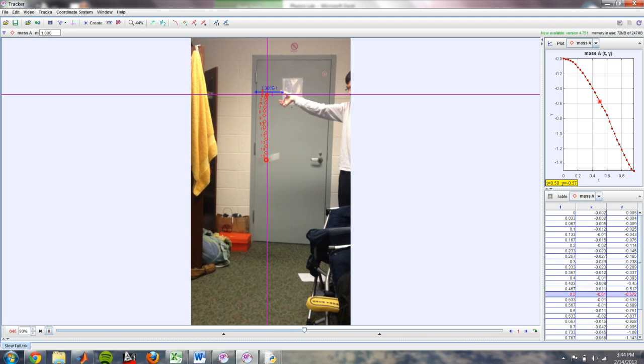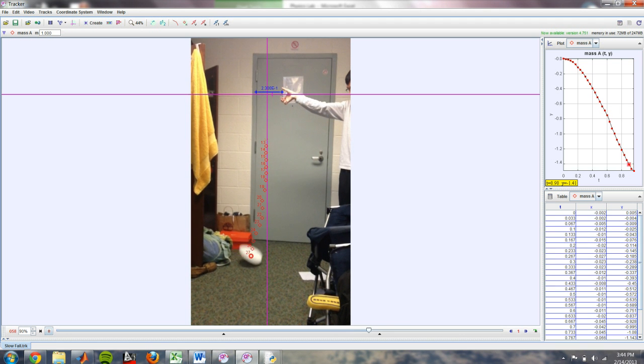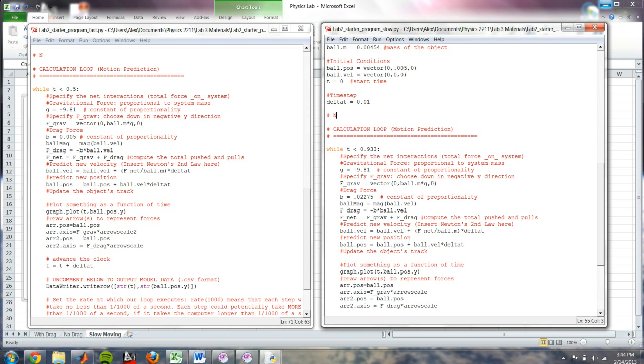I basically did the same thing with the paper plate, tracking the center, and then exporting the data points into Excel as well.